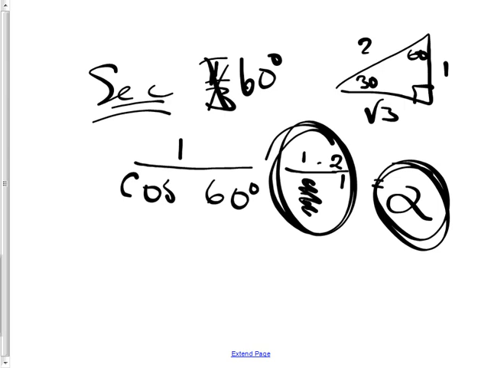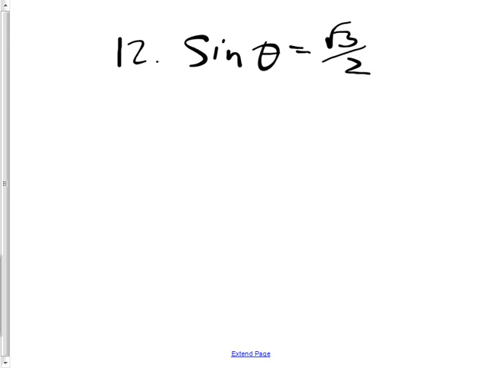All right, let's continue on to the back side. And everybody look at problem number 12. Number 12 says sine of theta equals root 3 over 2. Do you know which triangle you're in? Can you tell by those sides whether it's the 30-60 or the 45-45? 30-60. So it's either 30 or it's 60. And don't just guess. You've got to make your little triangle.